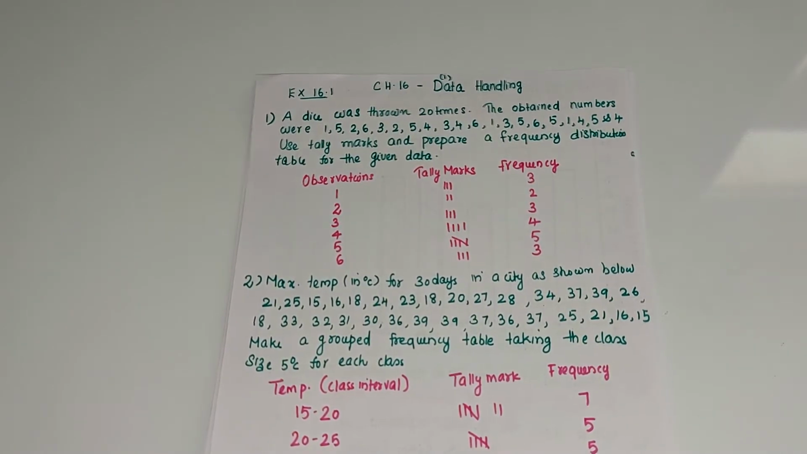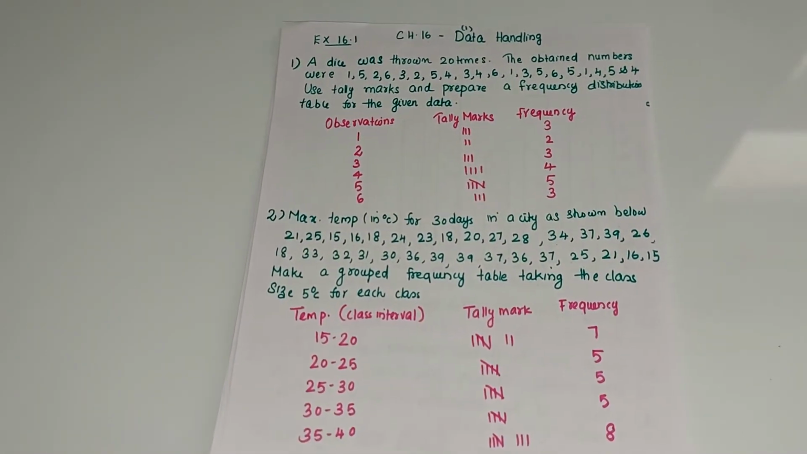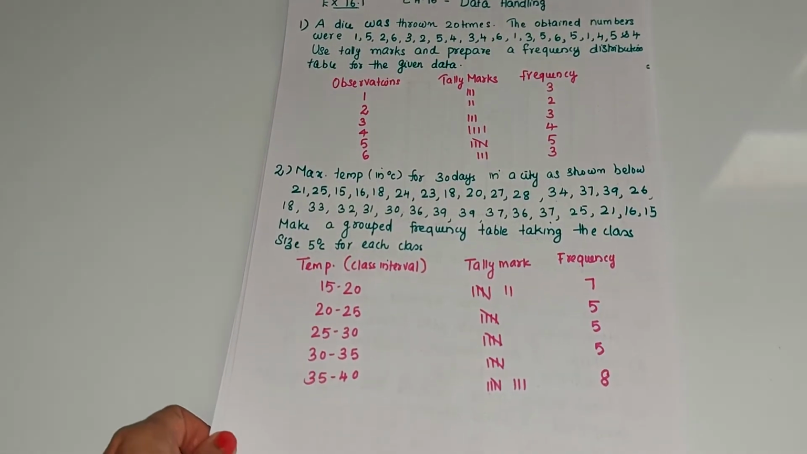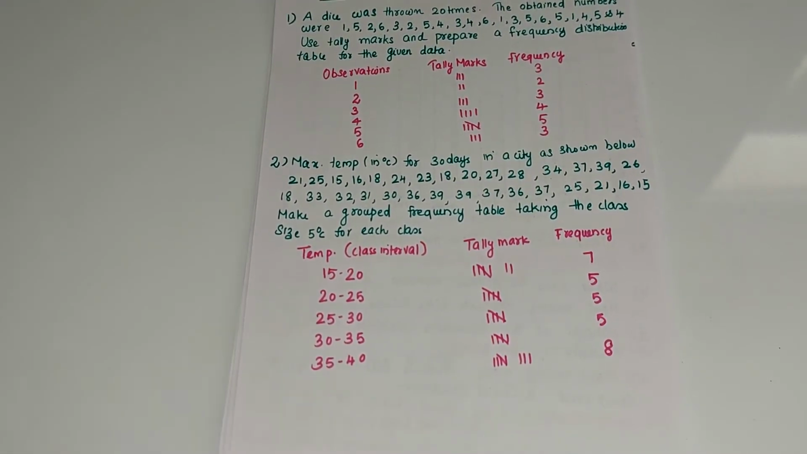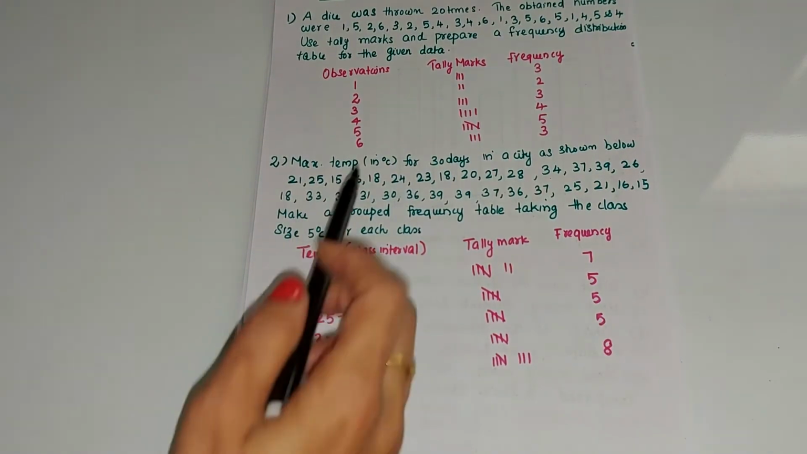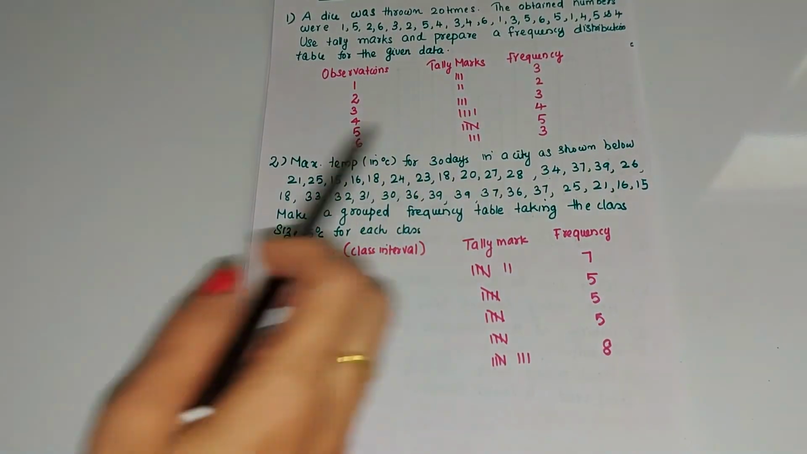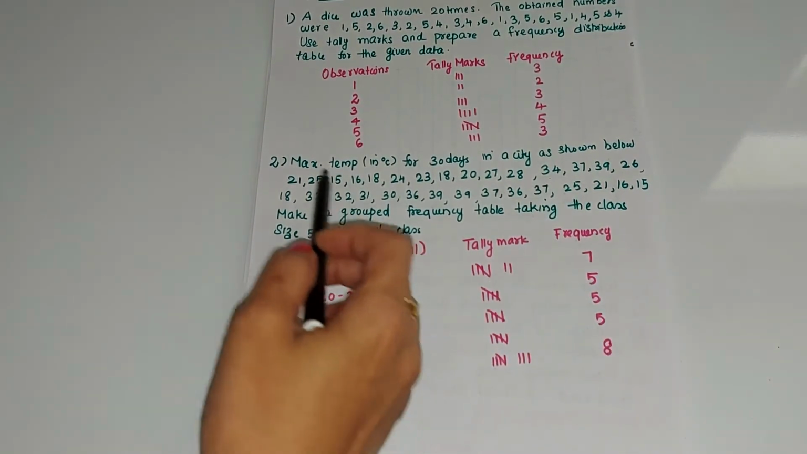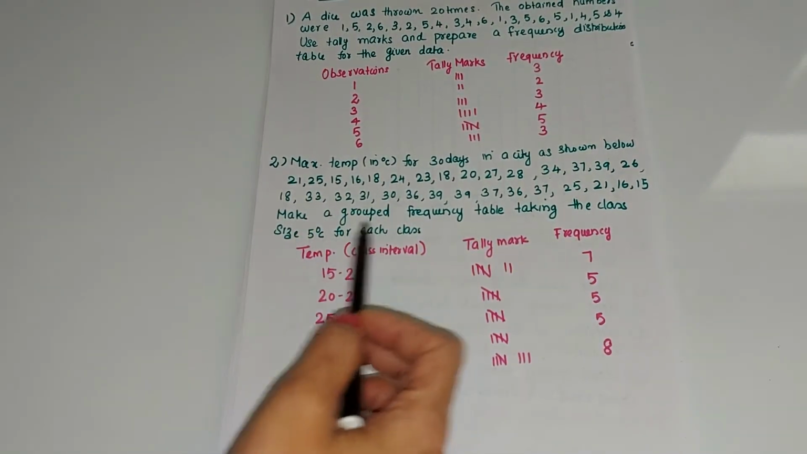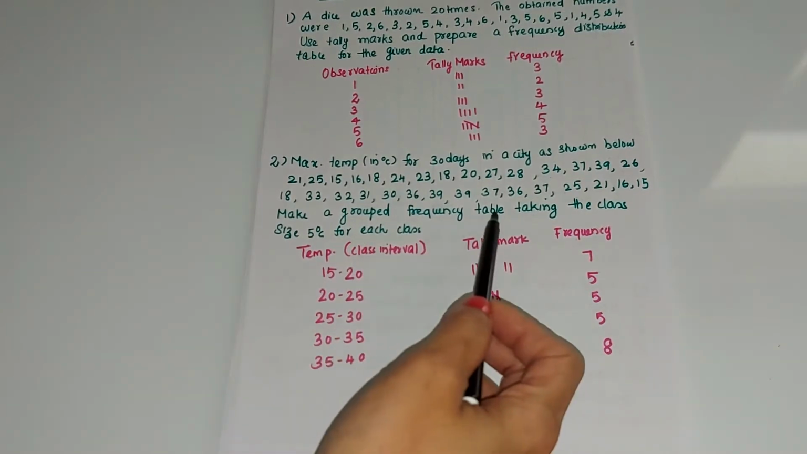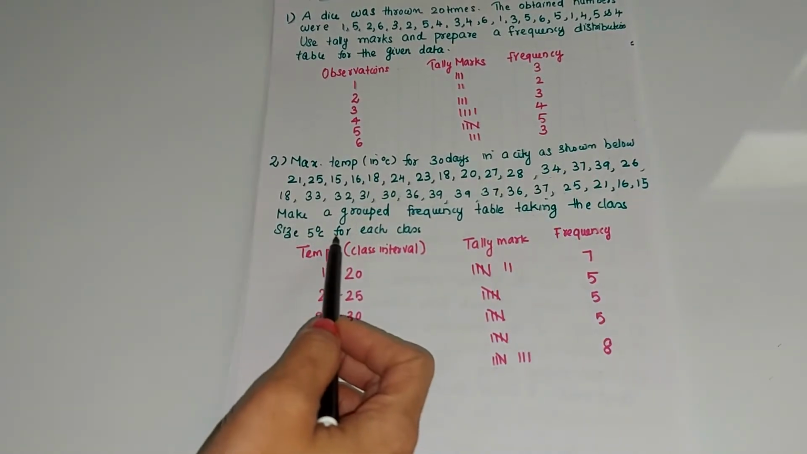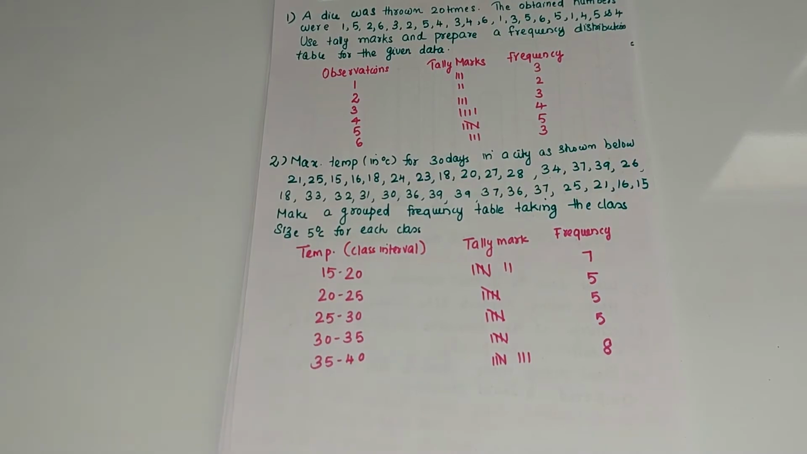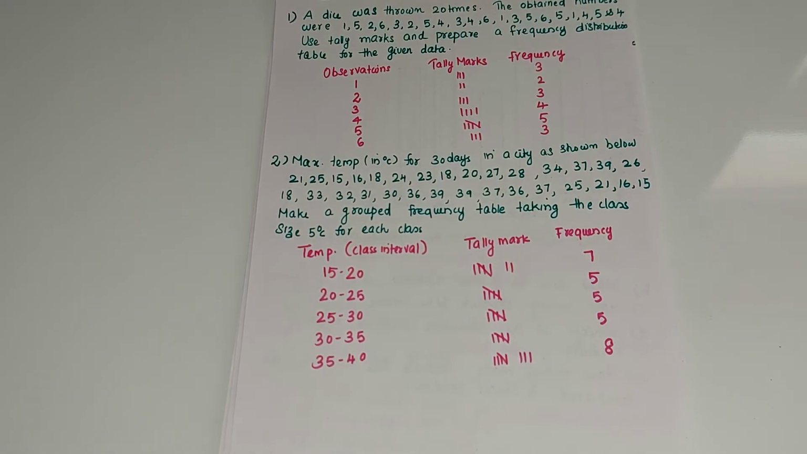Our next question. Maximum temperature in degrees Celsius for 30 days in a city as shown below. So 30 observations are here. And it is given that make a grouped frequency table taking the class size 5 degrees Celsius for each class. So first you make a grouped frequency table. First you make class intervals, and it is given that the class size is 5 degrees Celsius.